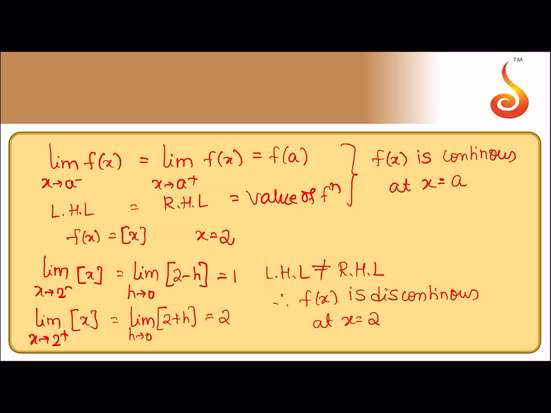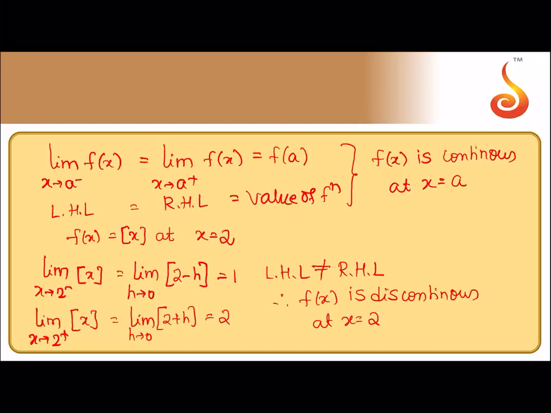I hope you all have understood. I'll give 30 seconds, please write down. Limit x tending to a minus, f of x equals limit x tending to a plus, f of x equals f of a. Left hand limit equals right hand limit equals value of the function. f of x is said to be continuous at x equal to a. f of x equal to greatest integer of x at x equal to 2.